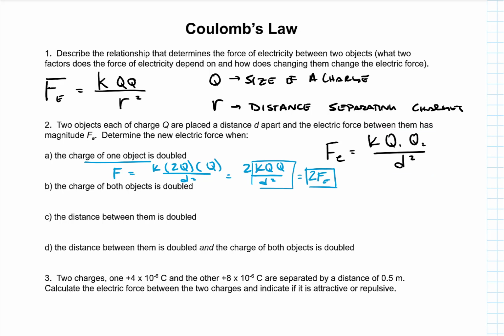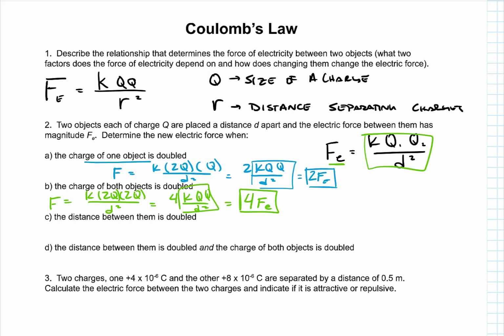So then if we go down to the next one, if I double the charge on both objects, that force is equal to K times 2Q times 2Q over d squared. So that gives me 4KQQ over d squared. And again, this is just my original electric force. So now I have 4 times the electric force that I had before. So I've doubled both objects.